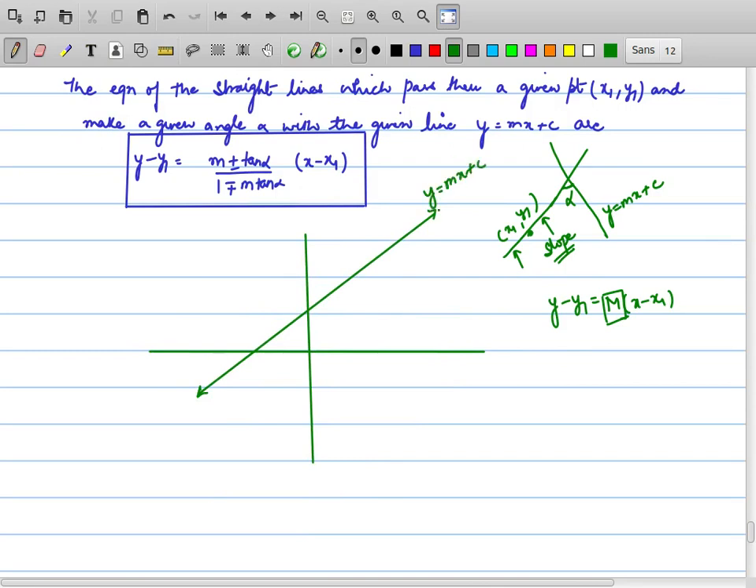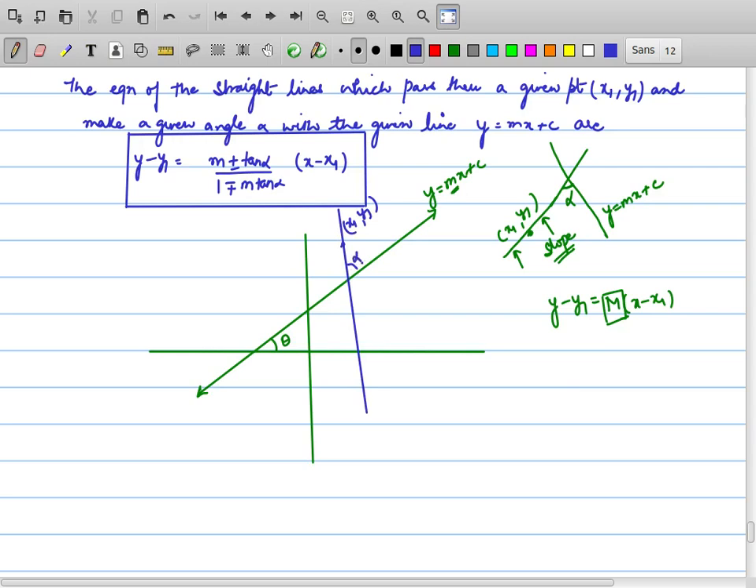Now since the equation is given, we can find the slope of this line, and by finding the slope we can find the angle made by this line with the positive direction of x-axis. Let that angle be theta. Now our line is passing through x1, y1. This is the point x1, y1. Our line is passing through this point, and is making an angle of alpha with this line.